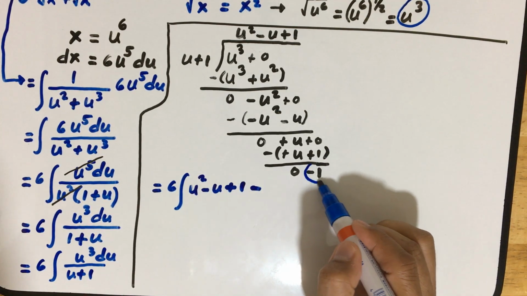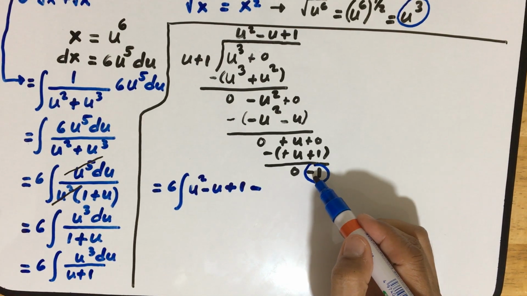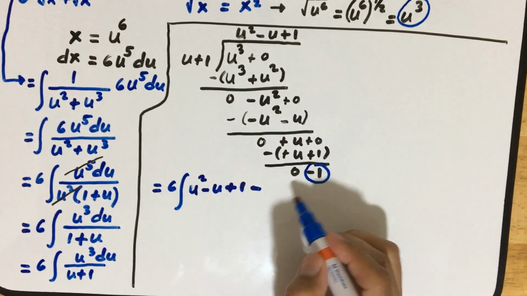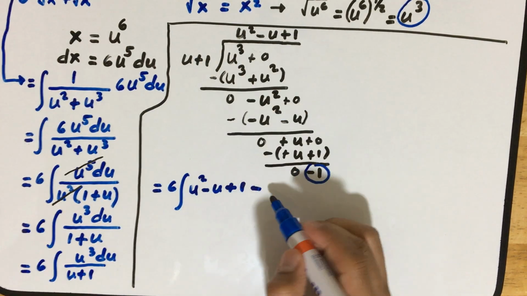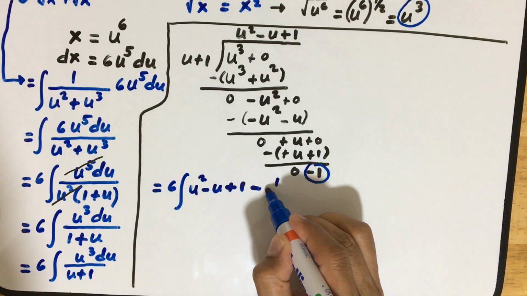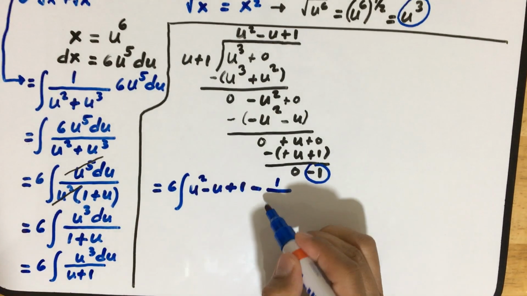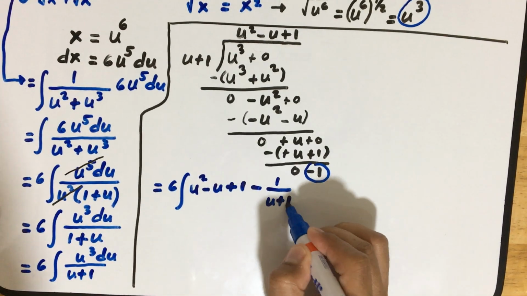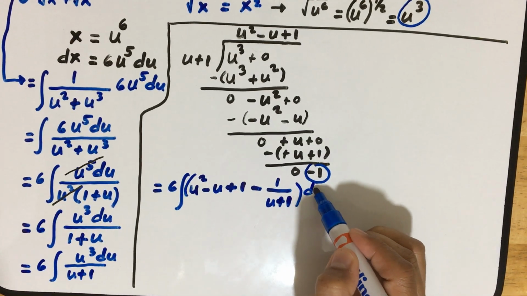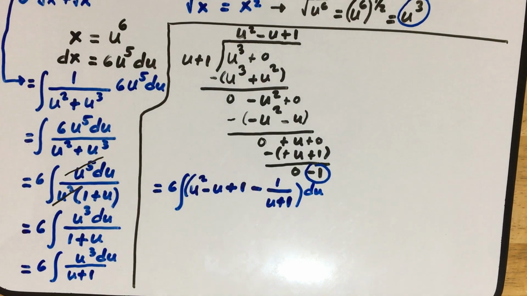So this one is the remainder. When you combine it with the quotient, you have to divide it by its divisor, so minus 1 divided by our divisor, which is u plus 1. And everything is multiplied by du. Okay?